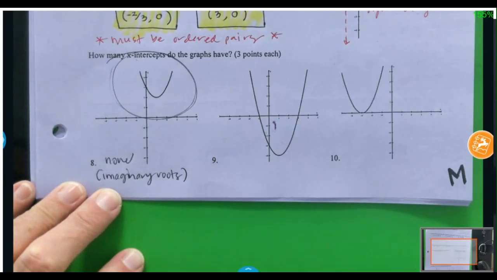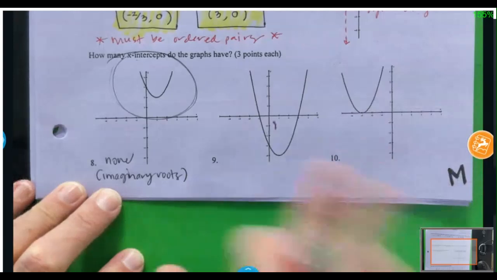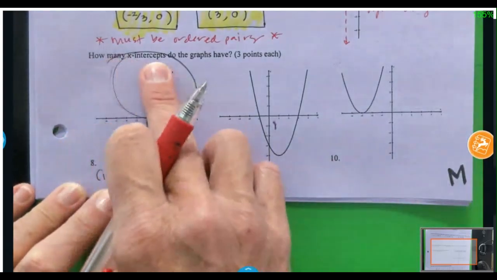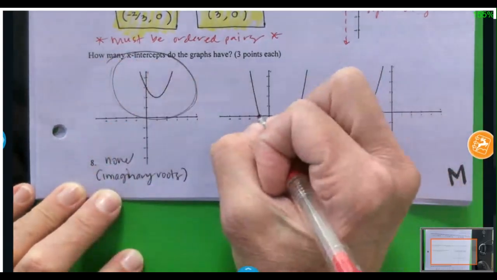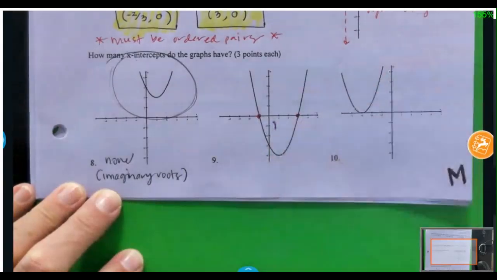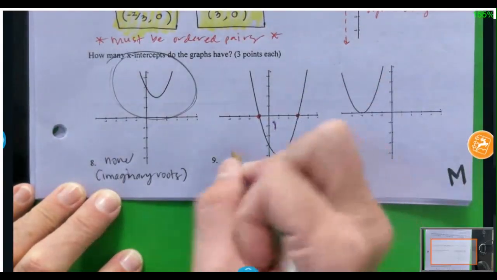All right, number 9, x-intercepts. They're not asking you what they are. It just says how many does it have. So it crosses the x-axis here, and it crosses the x-axis here. So how many is it? 2.